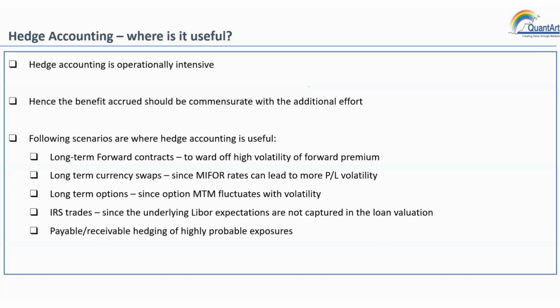Why? Because the fluctuation of mark to market of the hedge in a short time frame is not significant. A 6 month forward or a 5 month, 3 month forward, the mark to market change of the forward due to the forward premium is not as high as, let's say, a 5-year forward will have. So the benefit of doing this hedge accounting is not significant in terms of the smoothing out of the quarterly volatility. And secondly, the process is intensive.